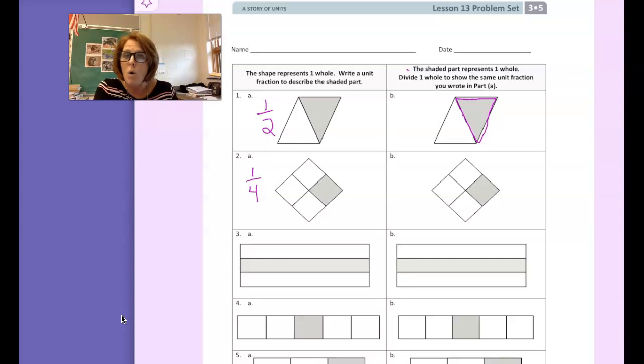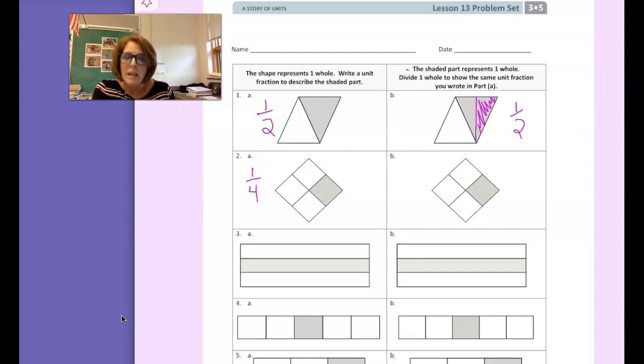Divide one whole to show the same unit fraction you wrote in part A. So now I'm going to divide this in half because we want to show 1/2. So now this part is 1/2. Actually, I divided that wrong, boys and girls. Those parts are not equal. It should go like this. And now we can show 1/2 on there.